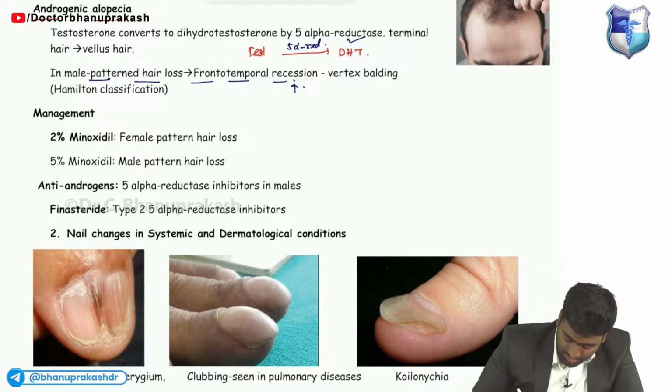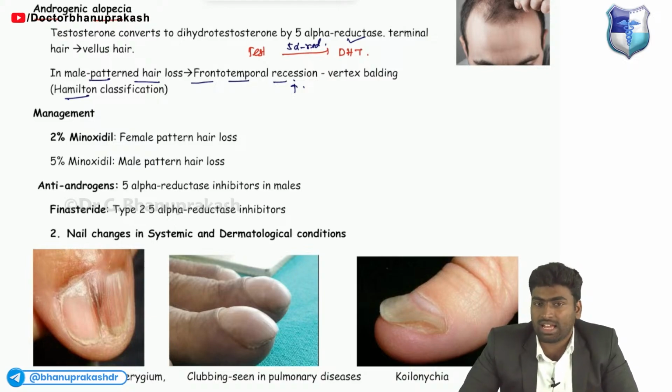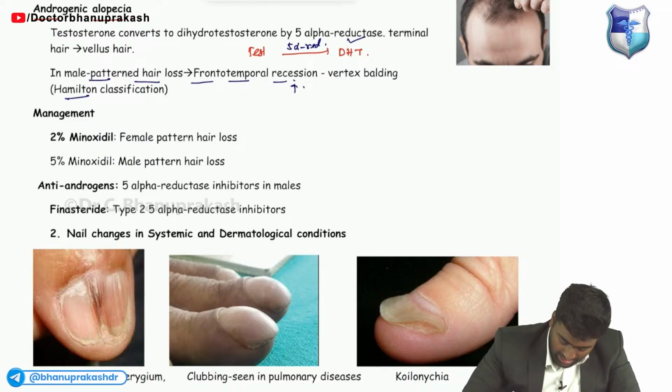Okay, and this will be classified by the Hamilton classification. Just remember it is the Hamilton classification. Right? And how will you manage it?